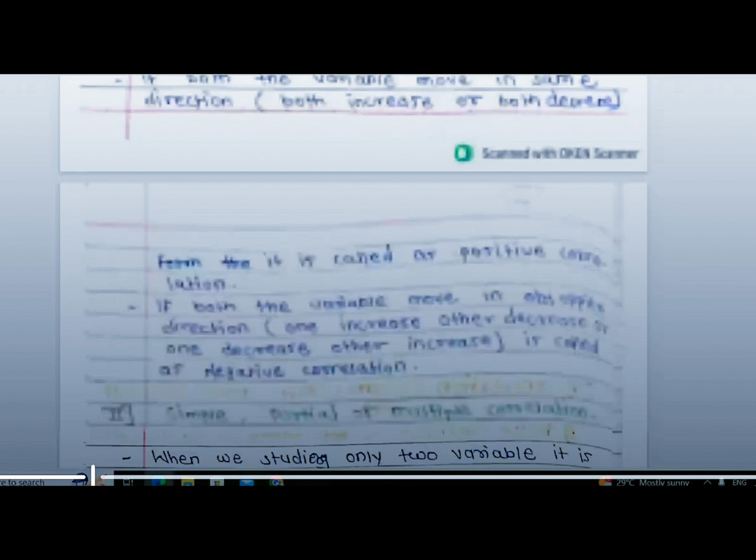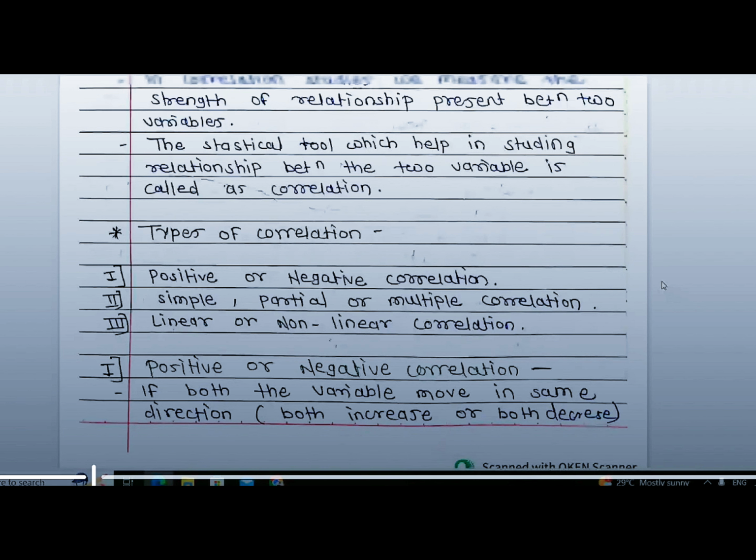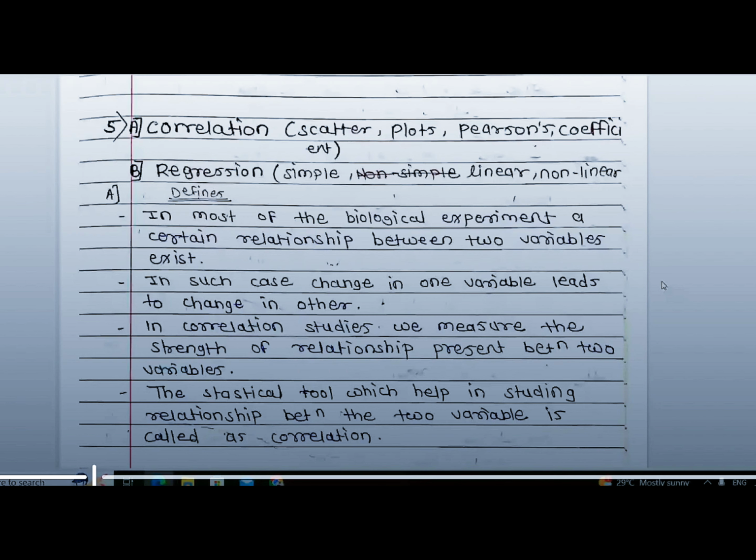Yes, so correlation is the degree of relationship which is present between two variables. For example, you are studying two different variables in your research, like X and Y. And if you want to find out whether there is a relationship present between the two variables or not, you can find out with the help of correlation. And there are three important methods by which you can easily calculate the correlation.